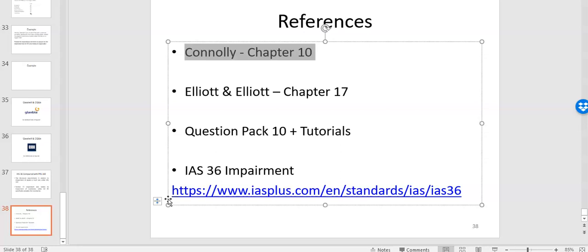All right, so that was the extra recording for this week, week 7, looking at IAS 36. Next week, week 8, we're going to move on to IAS 38 intangible assets, and IAS 40, investment properties.